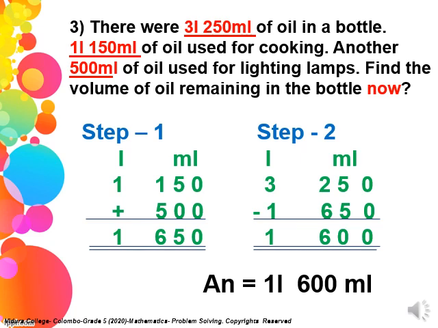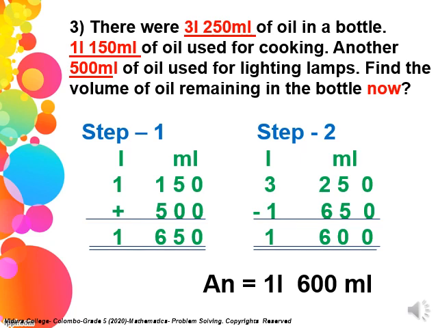So once again, we have 3 numbers. This time you have volumes, so you have units too, liters and milliliters. So kids, it says volume of oil used for 2 purposes, cooking and lighting lamps. And at the beginning, we had 3 liters and 250 milliliters of volume in a bottle. And at the end of the question, it asks, find the volume of oil remaining in the bottle now.